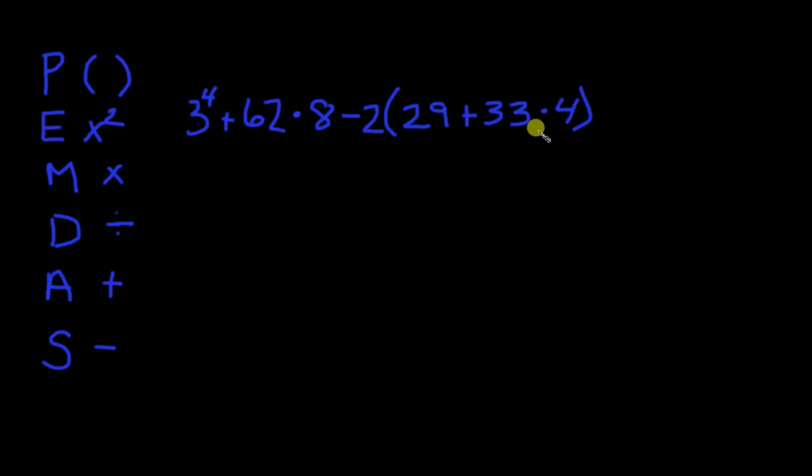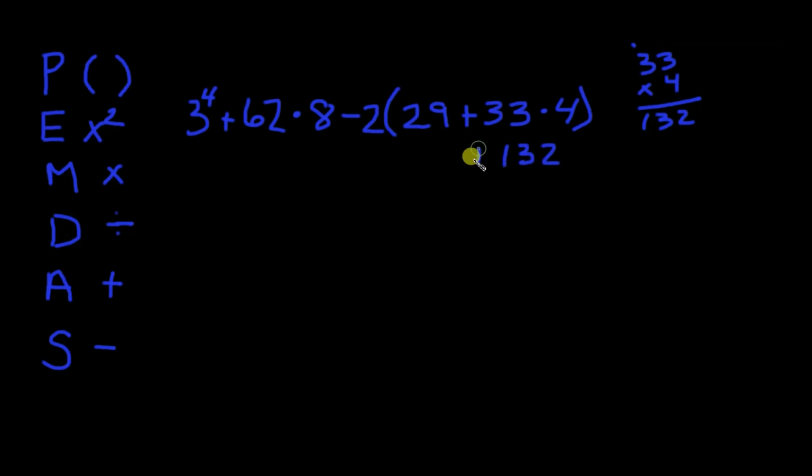So we have a set of parentheses. Now within those parentheses, we have to determine, do we do the addition first or do we do the multiplication first? Well, here it says M comes before A. So if we do 33 times 4, 3 times 4 is 12. Bring up the 1. 4 times 3 is 12. Add the 1 is 132. So this right here gives us 132.